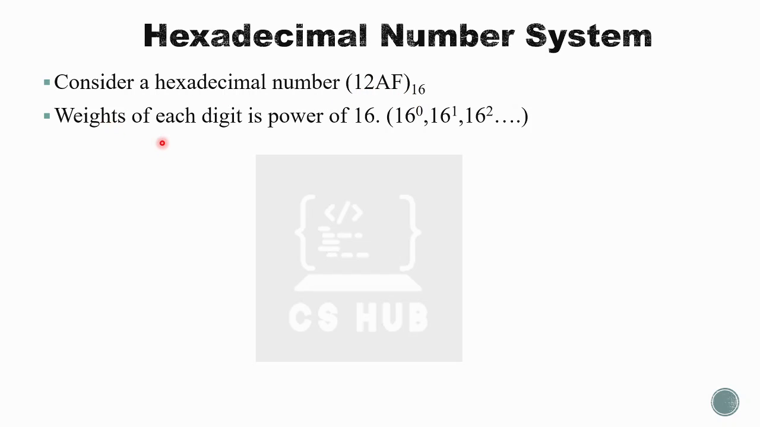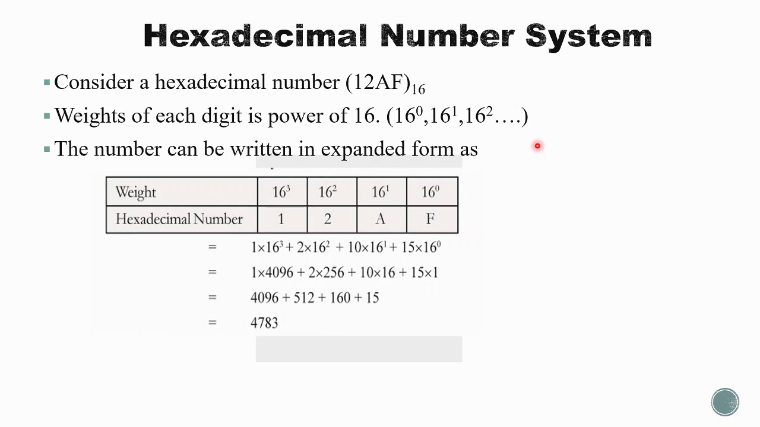Okay. Its base is 16, so the weight will, of course, be a power of 16: 16 raised to 0, 1, 2, etc. And to the right side of the radix point, it will be 16 raised to minus 1, 16 raised to minus 2, etc. The number can be written in an expanded form as, let's look, a number 12AF, right? So starting from the unit place, 16 raised to 0 is the weight, 16 raised to 1, 16 raised to 2, and 16 raised to 3. Multiplying and adding, we will get 4783. So the hexadecimal number 12AF is equivalent to the decimal number 4783.